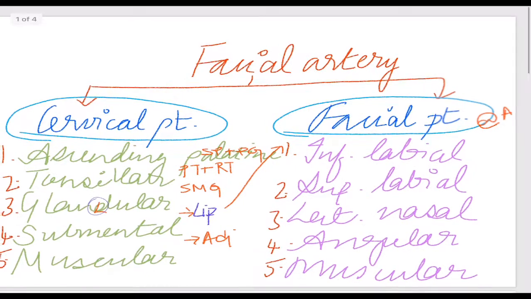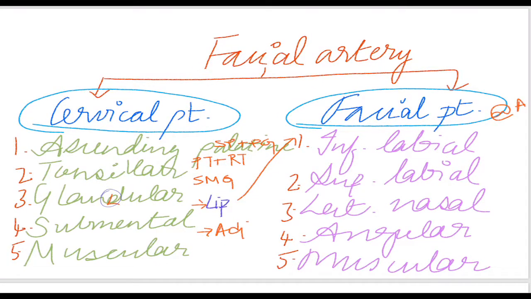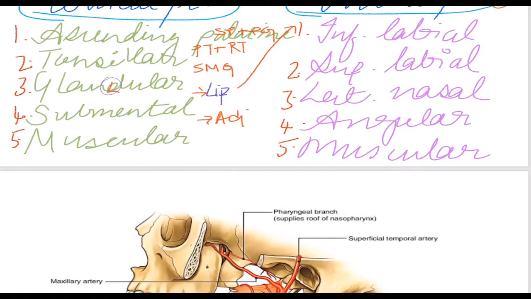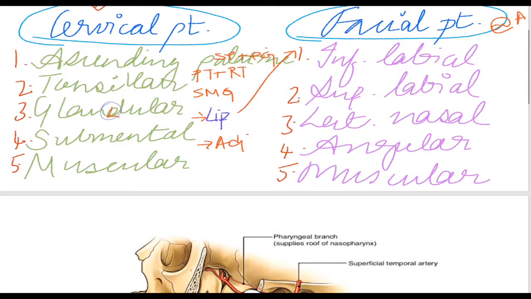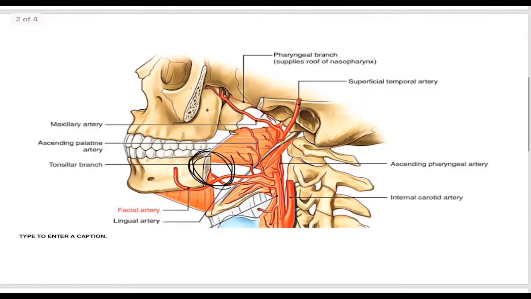Okay, so now coming to the basic bread and butter of this video, the branches of the facial artery. Now that we have understood a brief idea of the course, let us understand the branches. Now, there are two big headings of the facial artery. The first is the cervical part and then there's the facial part. Let's finish off the cervical part. Now, the cervical part of the facial artery consists of the ascending palatine, the tonsillar, the glandular and the submental. Now, what you need to understand is that there are muscular branches in both the cervical and the facial parts, but these are pretty common and they supply the muscles of facial expression.